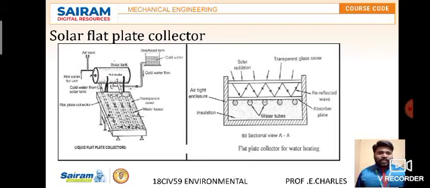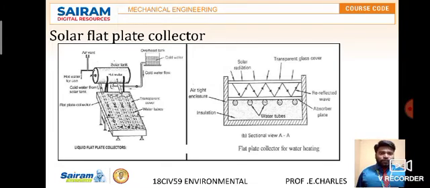Then flat plate collectors are placed over there, and there is cold water from the solar tank, the way it shows, and then how the hot water is collected, and the hot water for use goes out through a different channel. So why am I saying all these things? This is the schematic diagram of the solar water heater.